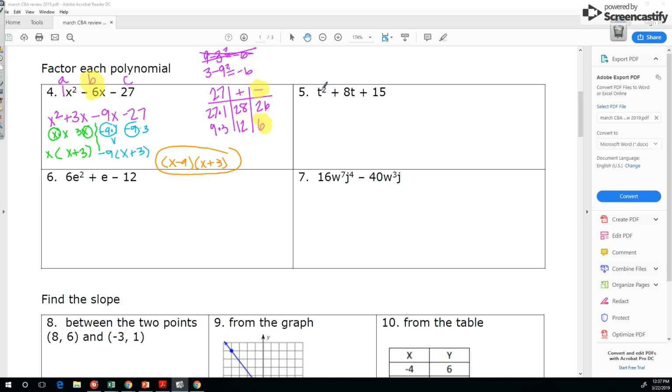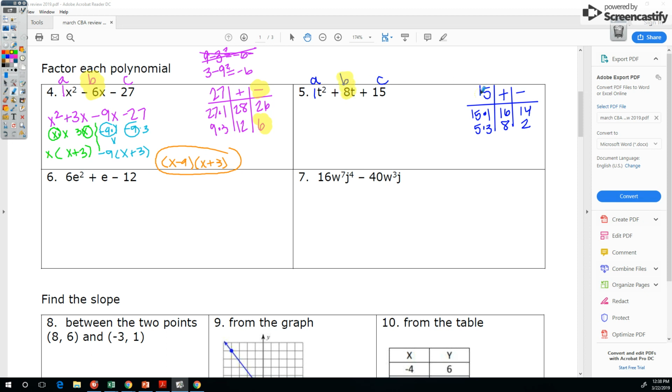Okay, so same thing with number 5. I'm making my A a 1, my B is an 8, and my C is a 15. And so A times C is 15. There are 2 possible pairs of factors to give me 15. It's 15 and 1, and 5 and 3. So we add, we subtract. We add, we subtract. And what I'm looking for is this B value, which is 8. That's under the plus column.